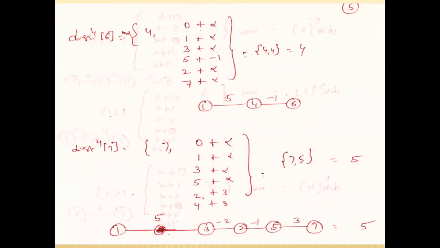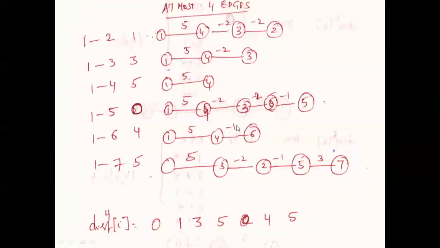So there exist shortest paths by using 3 edges and 4 edges. Suppose you are finding at most 4 edges, that is, the shortest path by using at most 4 edges. The shortest paths existing by using 4 edges are 1 to 5 and 1 to 7. For the remaining vertices, there is no shortest path existing by using 4 edges. At most 4 edges means 1 edge, 2 edges, 3 edges, and 4 edges.